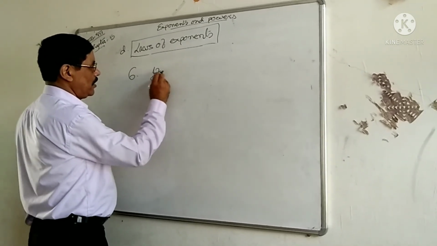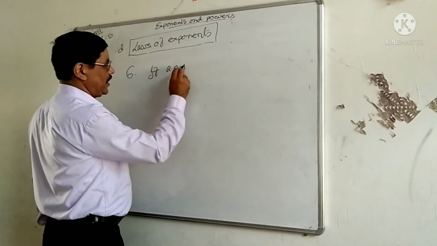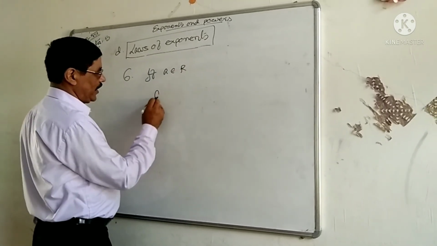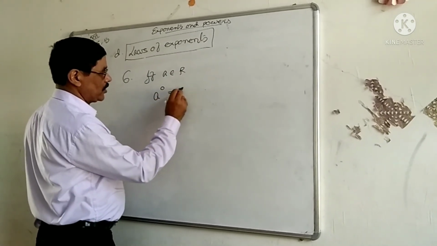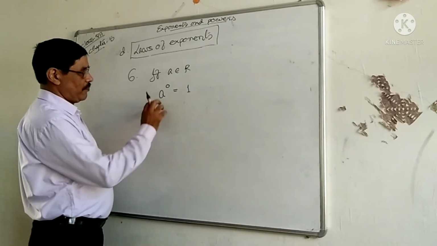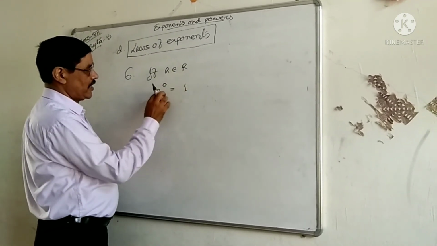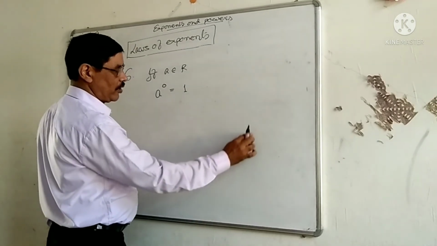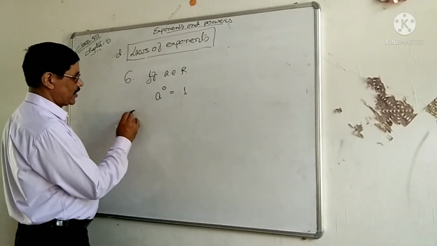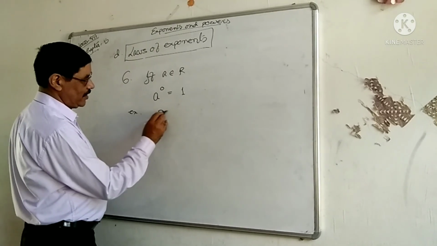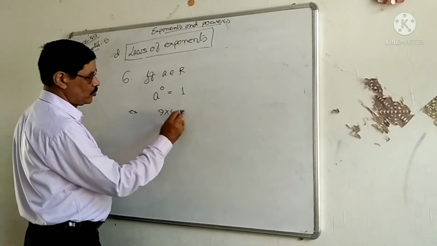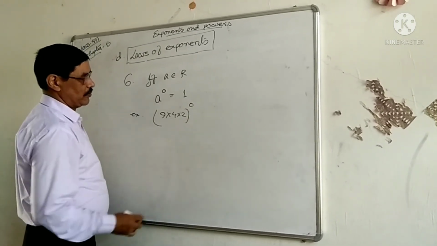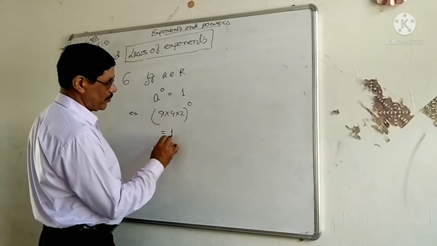So the last law of exponent, number 6: if a is any real number, then a to the power 0 equals 1. Always remember it. Since a is a real number, something to the power 0, the result will always be 1. You can take any example. Suppose 9 into 4 into 2 whole to the power 0. Here the result will always be 1.